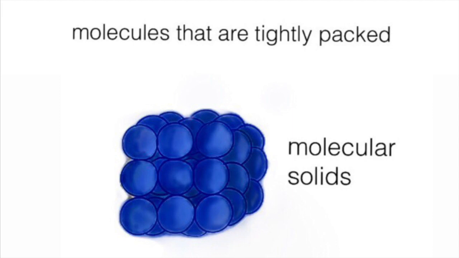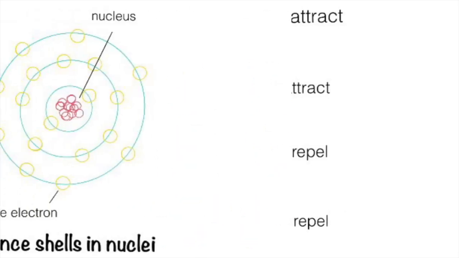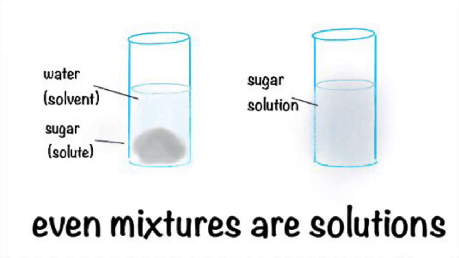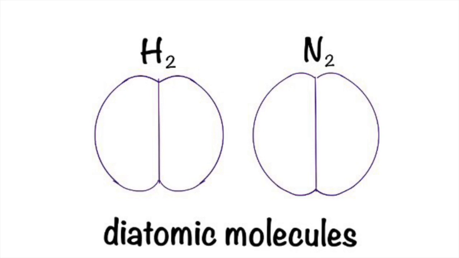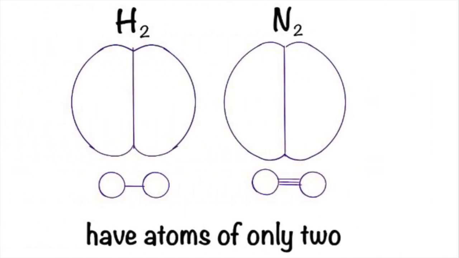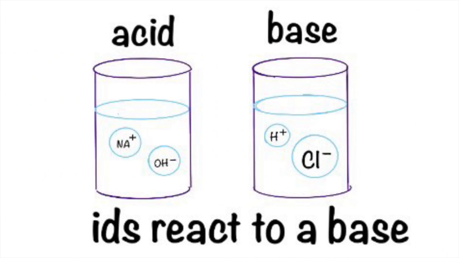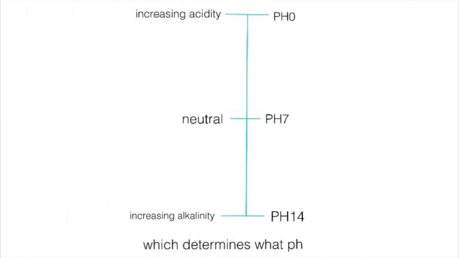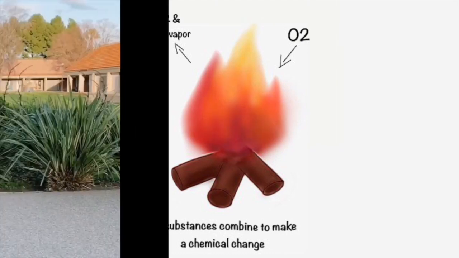Molecules that are tightly packed, compounds are meant to combine. Electrostatic forces attract valence shells and nuclei. Even mixtures are solutions, structure of crystal or crystals. An element is a pure substance. Diatomic molecules have atoms of only two. They make up air and everything around. Reacts to a base, which determines what pH. Substances combine, causing a chemical change.